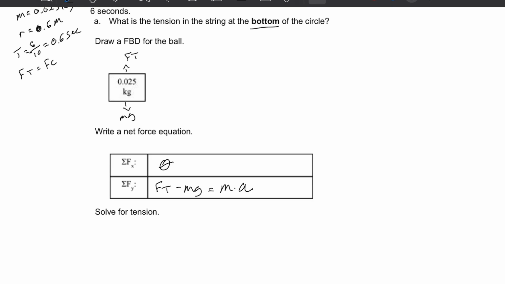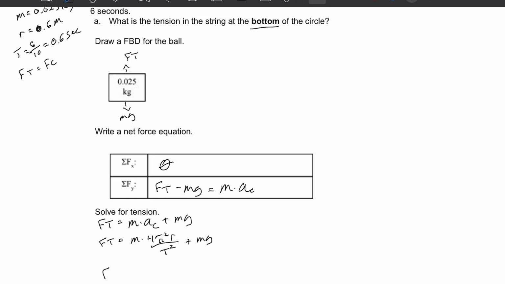And of course, net force is equal to mass times centripetal acceleration for objects moving in circular motion. We want to solve for tension, so we're just going to add mg to the other side. So Ft is equal to mac plus mg. We don't have an acceleration, but we do have radius and period, so we're just going to convert acceleration to 4 pi squared r over T squared.